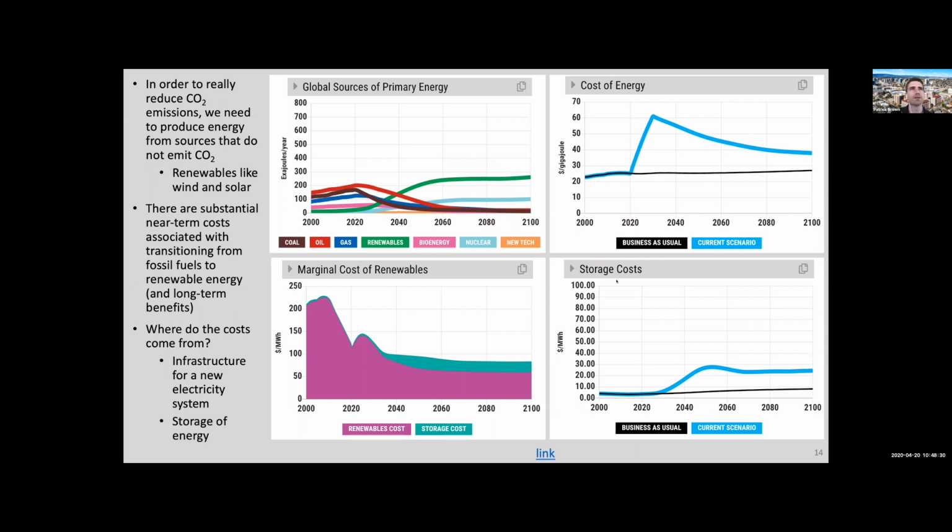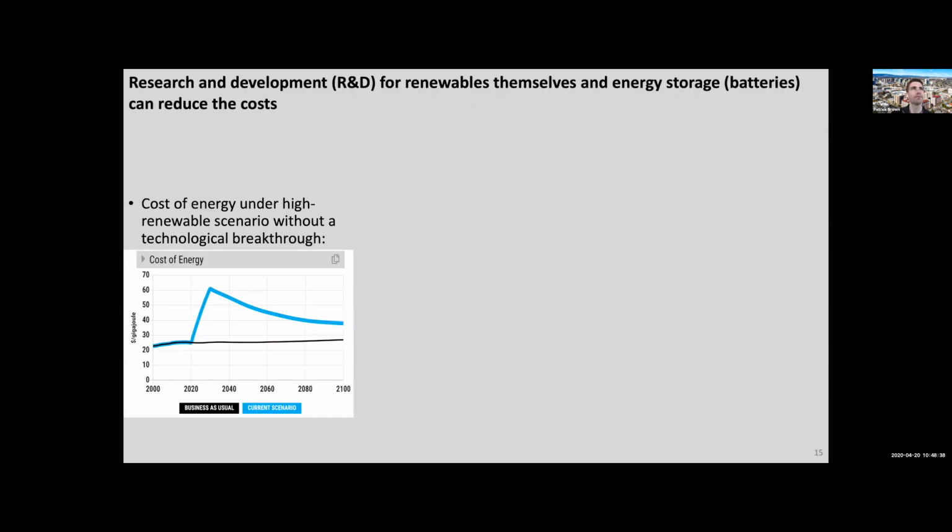And so this is why this is a challenge economically. And then since it's a challenge economically, it's a challenge politically. I will show you that in En-ROADS, you can manipulate a little bit how optimistic or pessimistic we might want to be about the future costs of renewable energy.